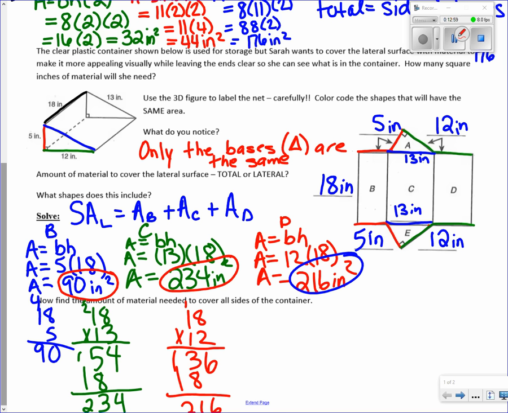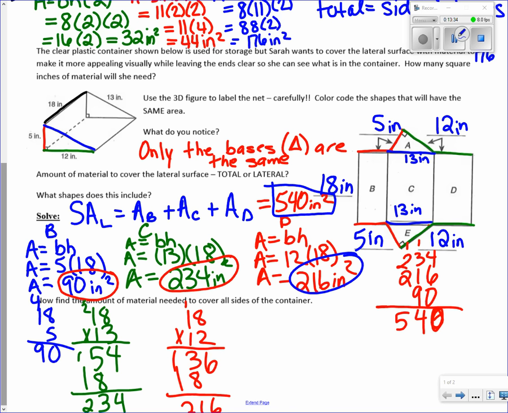So let's look back up at our formula up here. We need to add for surface area. We're going to add those three together. So we have 234 plus 216 plus 90. That's a 0, by the way. So our lateral surface area is 540 square inches. Okay, so you can see these really aren't difficult. They're just a little tedious.